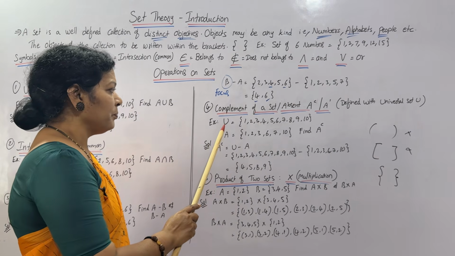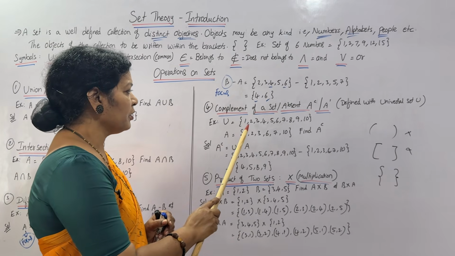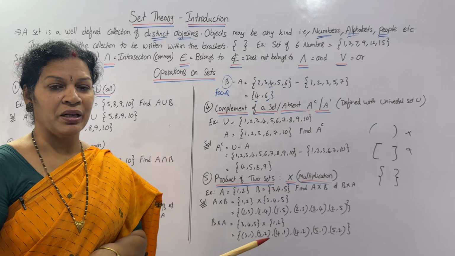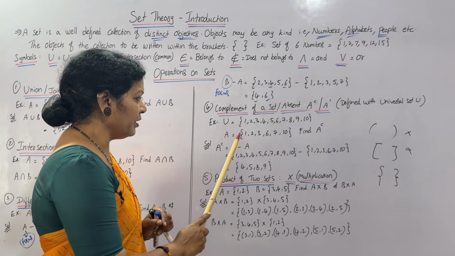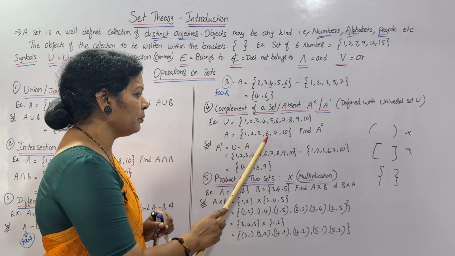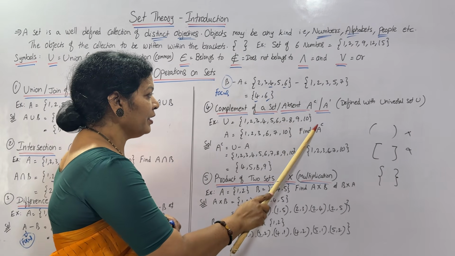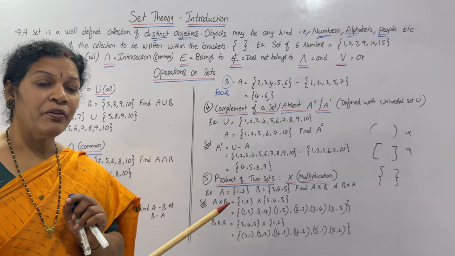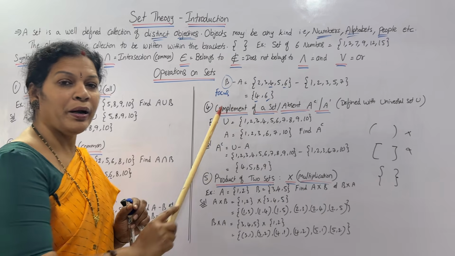Now, for example, a universal set is given like this. How many are there? 10 numbers, say 10 employees in an organization. Whereas in set A, we have these employees: 1, 2, 3, 4, 6, 7, 10. Find A complement. How do we find A complement? The formula is A complement is equal to U minus A.